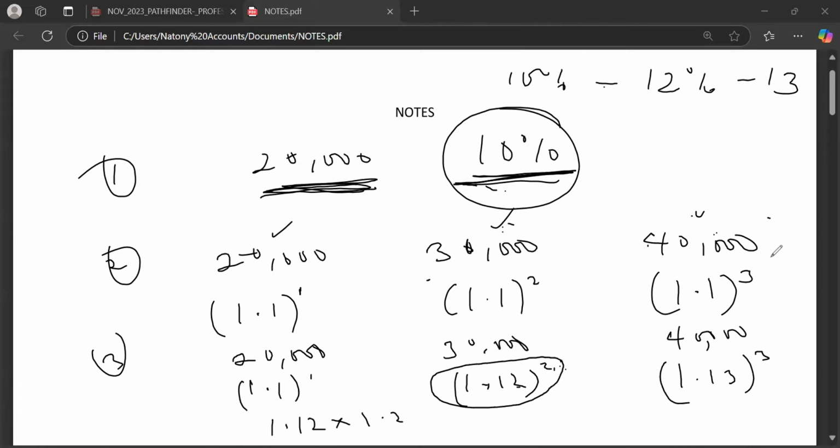For now, year one is not 1.12, so I can't go this way. So it will be year one, which is 1.1 times 1.12. That will give me inflation for year two. Inflation for year three will now be 1.1 times 1.12 times 1.13. So this will give me inflation for year three, because year one, year two, year three, the inflation rates are different.